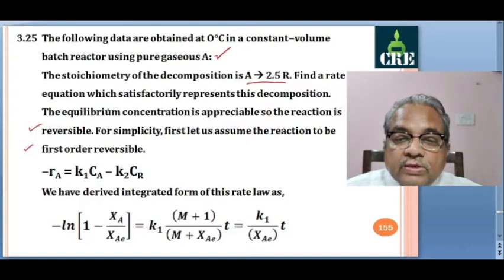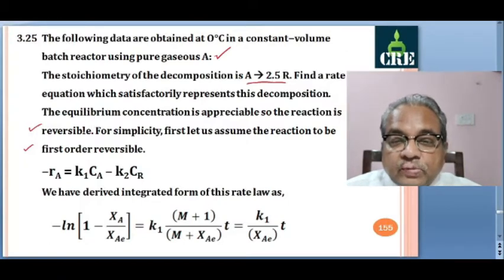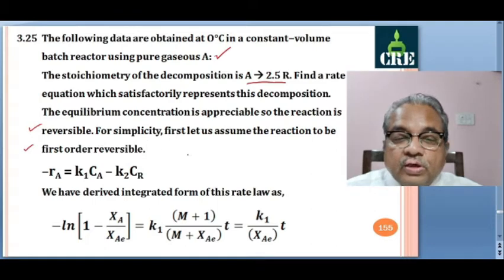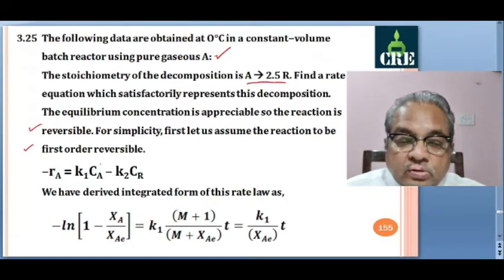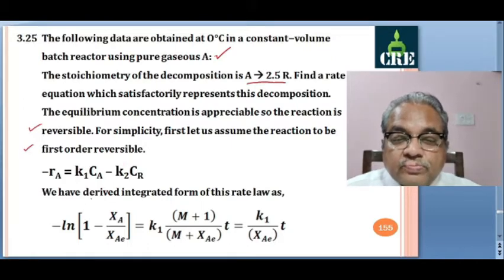So we know the reaction is reversible from the data, but to test with the integral method of analysis, we'll choose first the simplest form, that is first order reversible. So minus rA is equal to k1 CA minus k2 CR. Though it is A giving you 2.5 R, we are considering first order reversible. The forward rate is first order, the reverse rate is also first order.